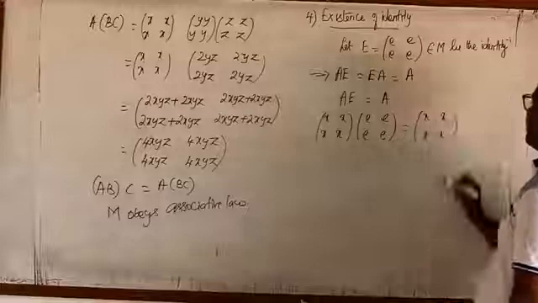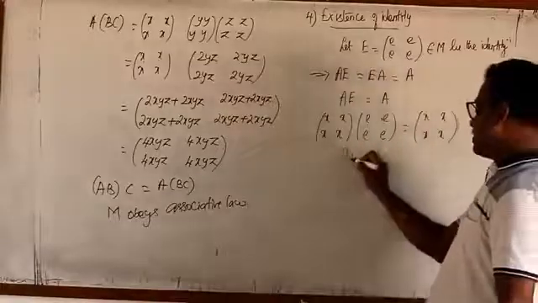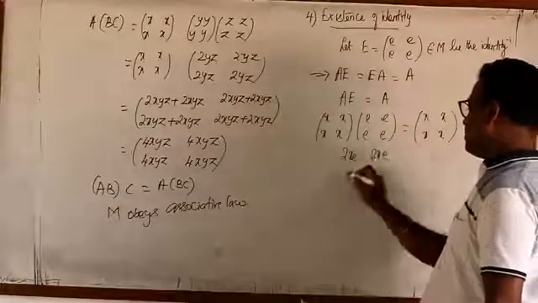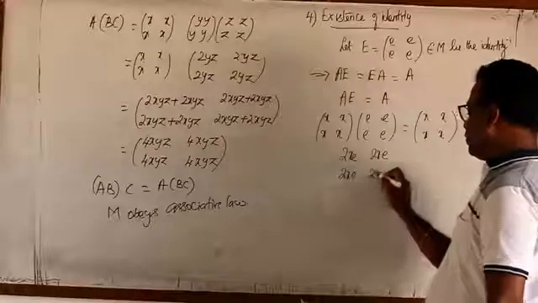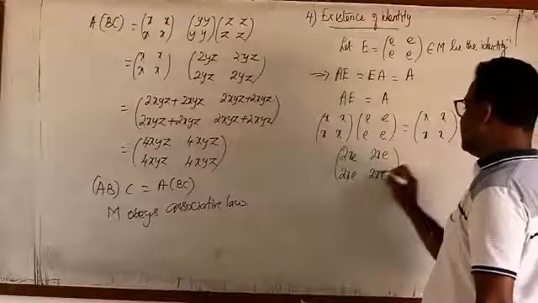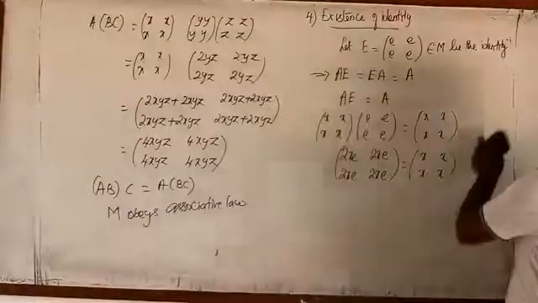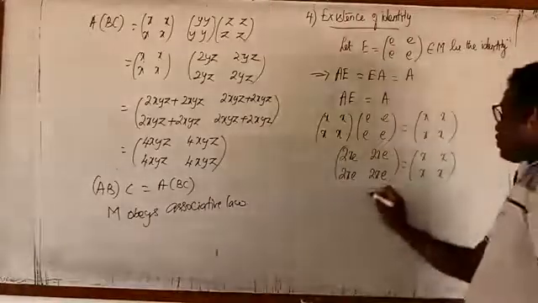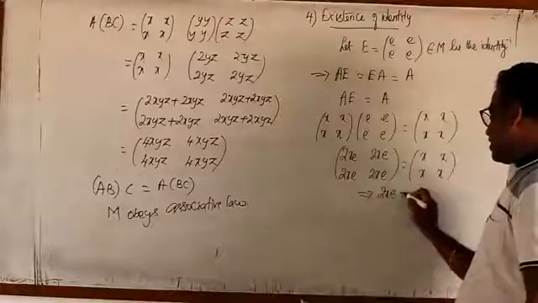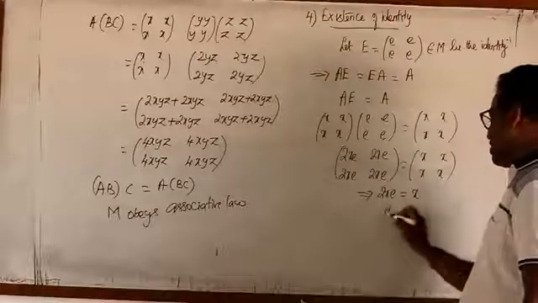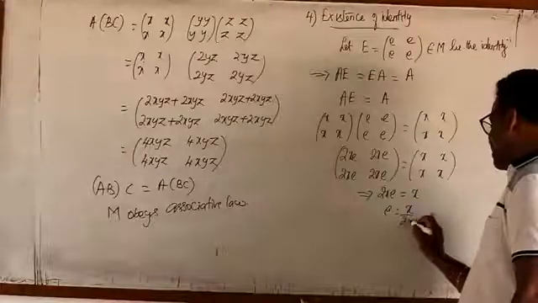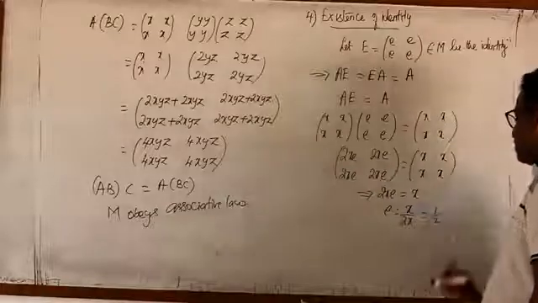and x. When you multiply, it will be 2x e. This is equal to xx, xx. Therefore, when I take one element, the first element 2x, that will be equal to x. So e equal to x by 2x. The answer is 1 by 2.